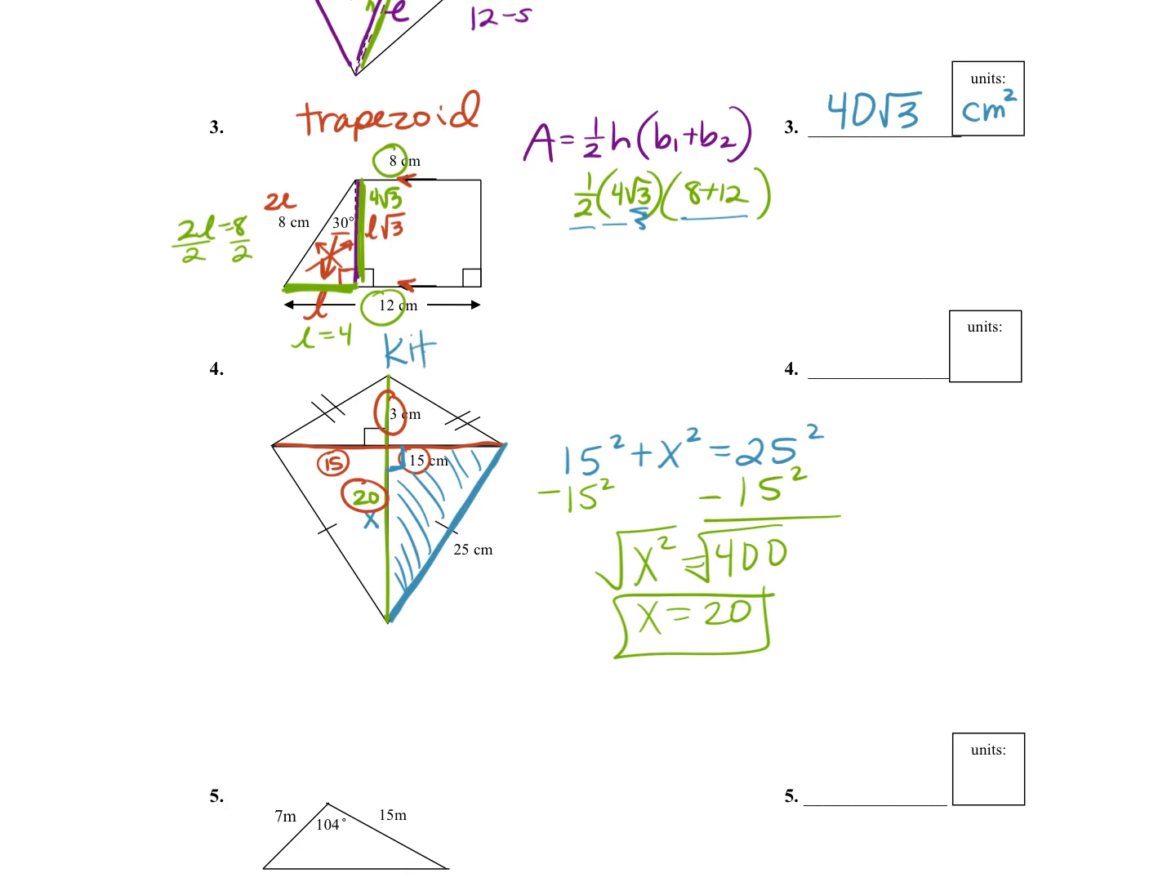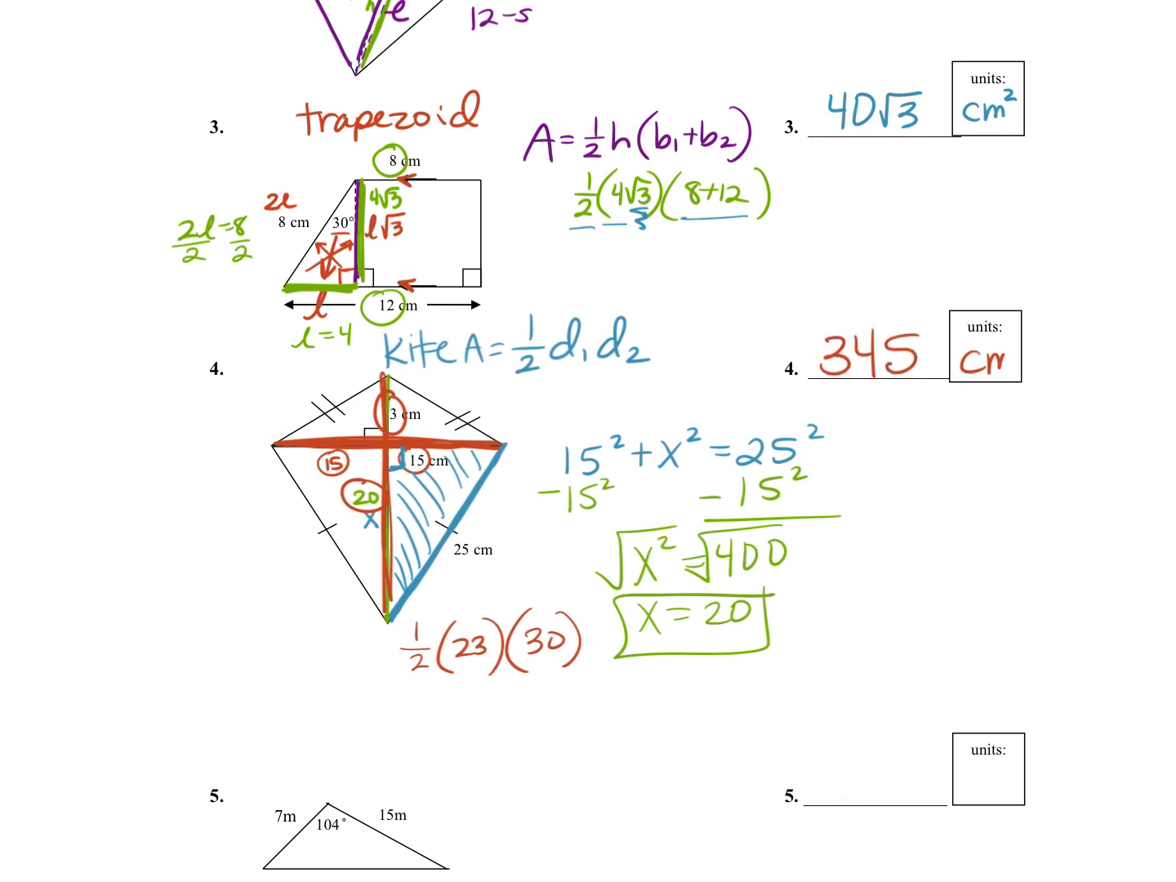This is a kite. So I'm going to go 1/2 times diagonal 1 times diagonal 2 for my area on this one. So plug in what we know. 1/2 diagonal 1 is 23. Diagonal 2 is 30. This is not drawn to scale, sorry. So 1/2 times 23 times 30, and you get 345 centimeters squared.